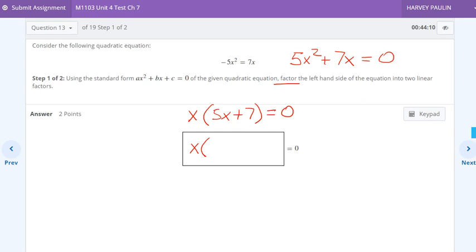And that's what they want in this step here. Now in the next slide, they're going to ask us to solve this. So we equate each of the factors to 0. So 5x plus 7 will be 0. And then solving this, we're going to transpose the 7, where it becomes a negative 7, and divide by 5. And I did one like this.